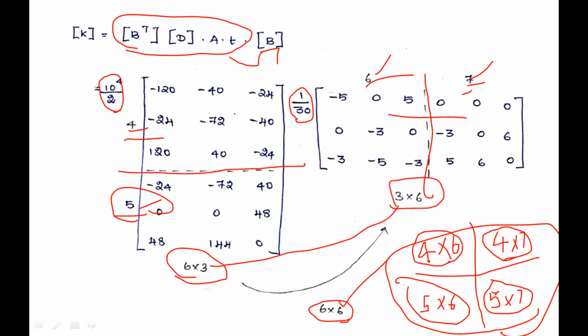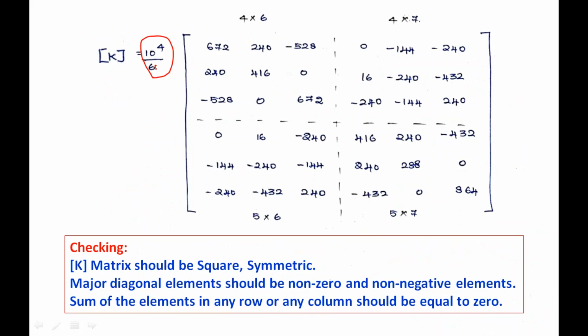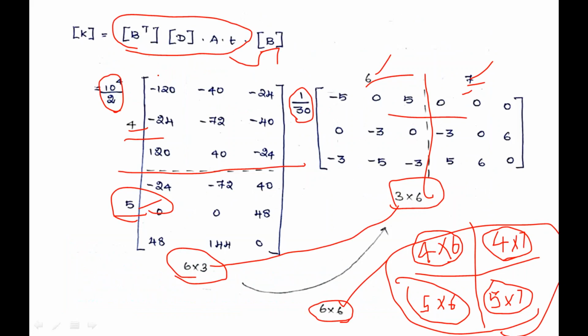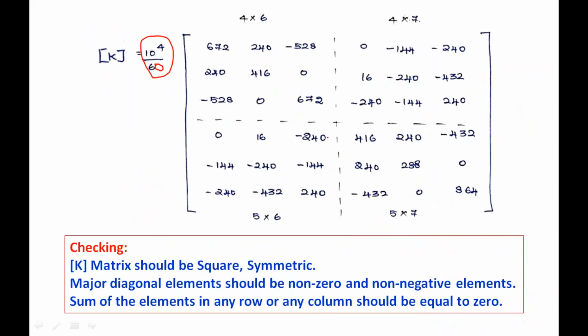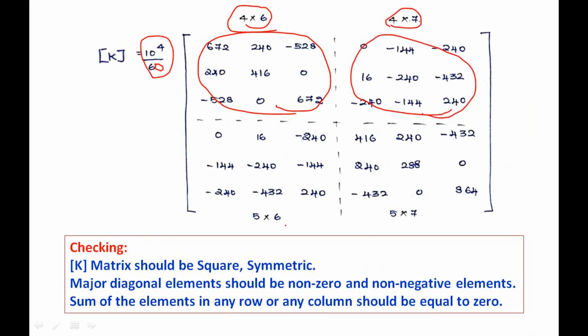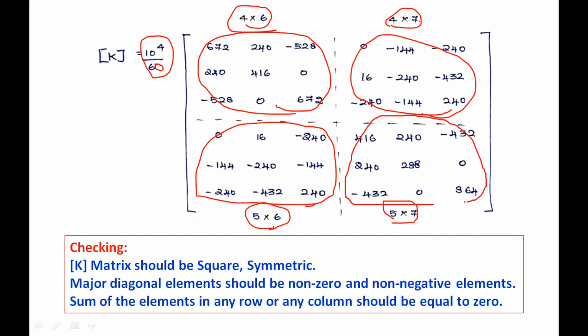So this is 10 power 4 divided by 60. Actually this is 60. 10 power 4 by 60 should come here. And the product of these matrices, so 4 into 6 will give you this 3 by 3 matrix. And 4 into 7 matrix will give you these 3 by 3 matrix elements, and multiplying the 5th and 6th matrix gives you this 3 by 3 matrix, and multiplying 5 and 7 matrix will get this 3 by 3 matrix. So we have to do it carefully, so it will take more time compared to type 1 problem.